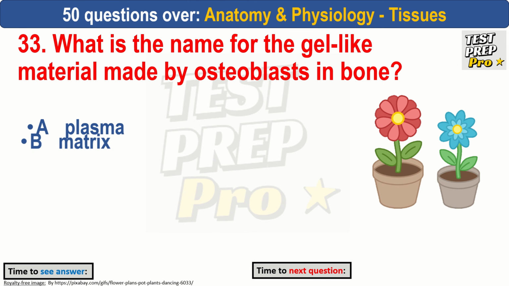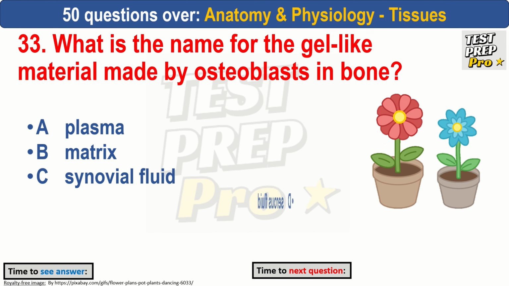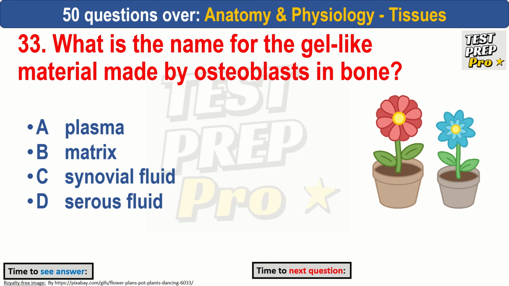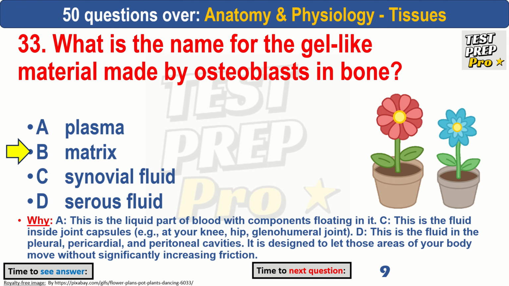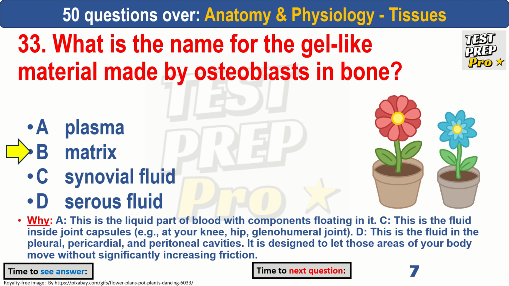What is the name for the gel-like material made by osteoblasts in bone? Is it plasma, matrix, synovial fluid, or serous fluid? It's matrix. Plasma is basically the watery part of your blood that has hormones, gases, nutrients, waste products floating in it.